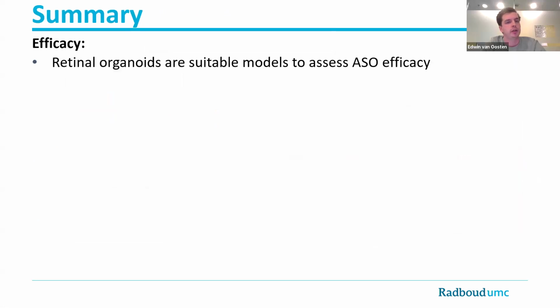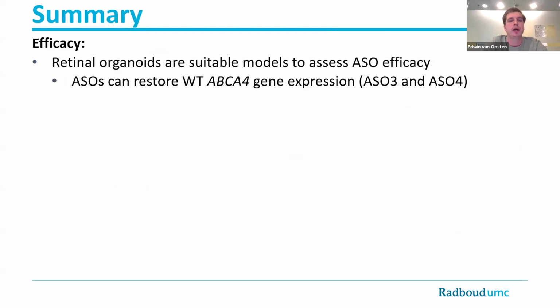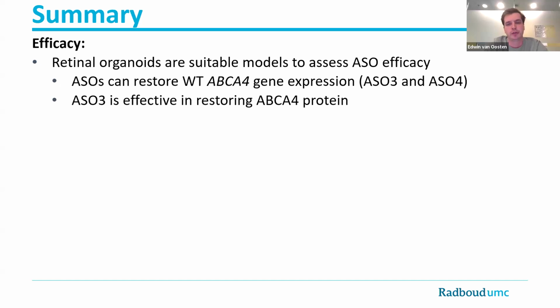So I want to summarize what we found so far. We used retinal organoids as a model to test ASO efficacy. Here we found that ASO can restore wild-type ABCA4 gene expression, and specifically we saw that ASO3 and 4 seem to be highly effective for this. And we also saw that ASO3 seems to be effective in restoring ABCA4 protein, making this our top candidate for now.